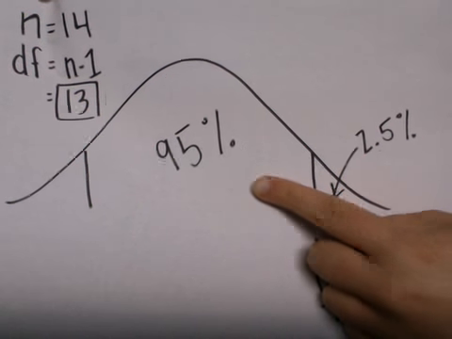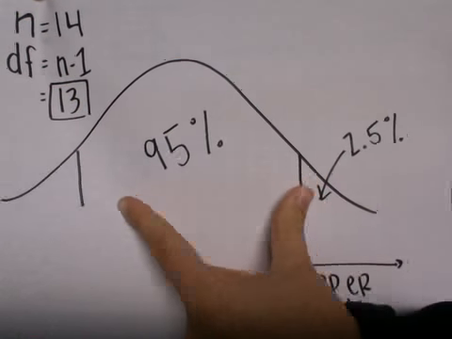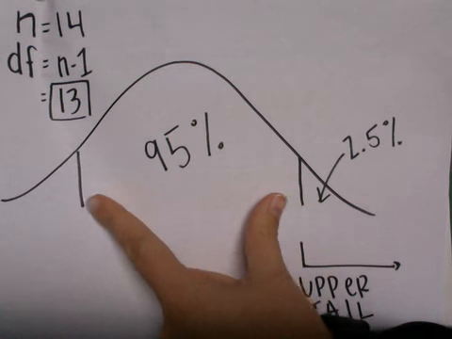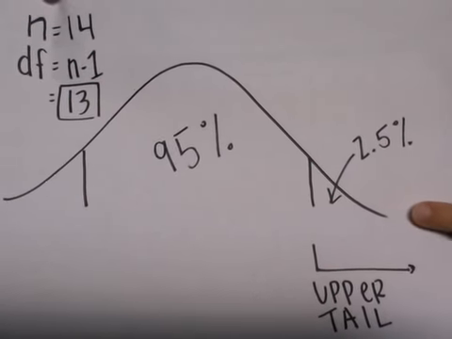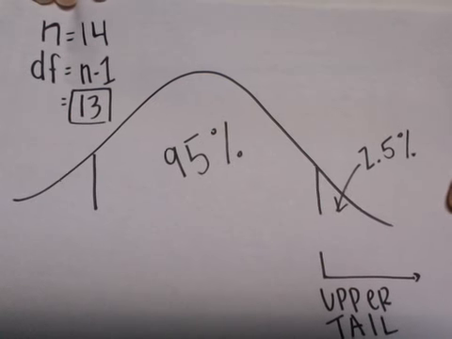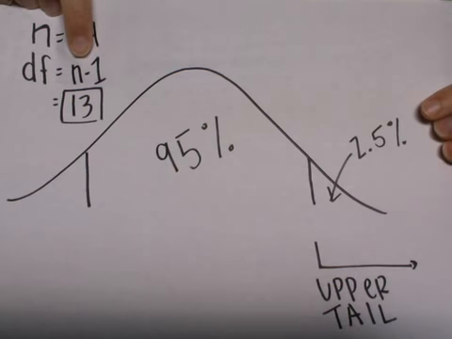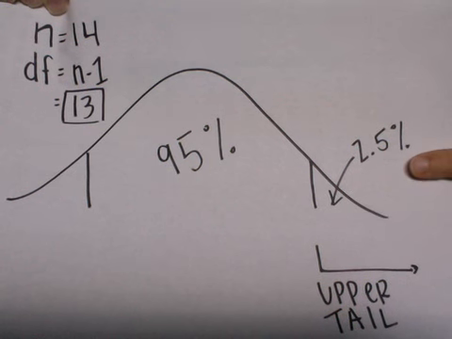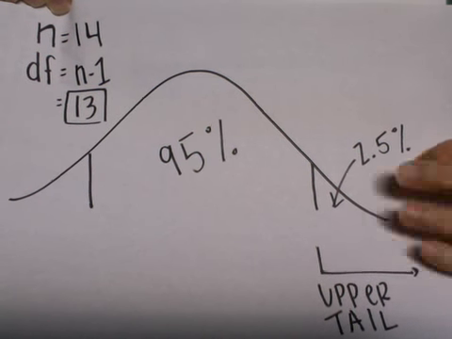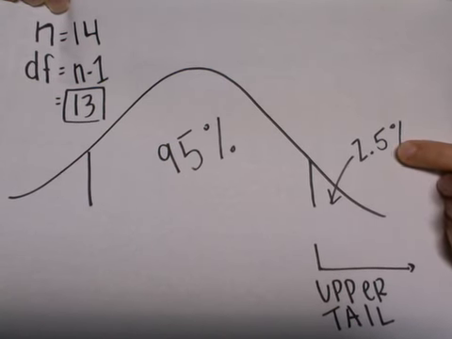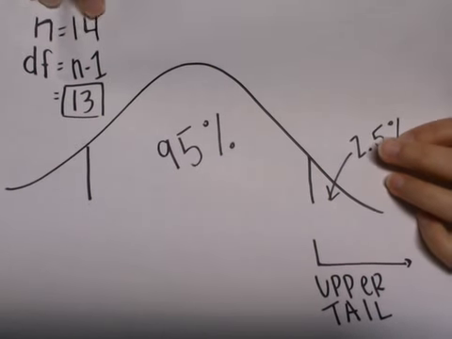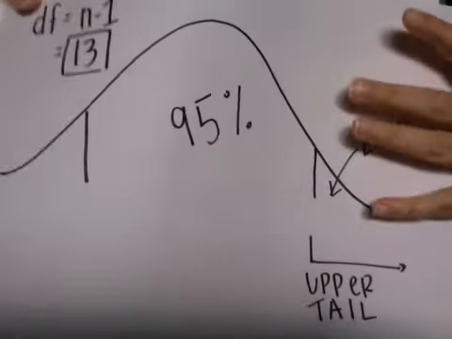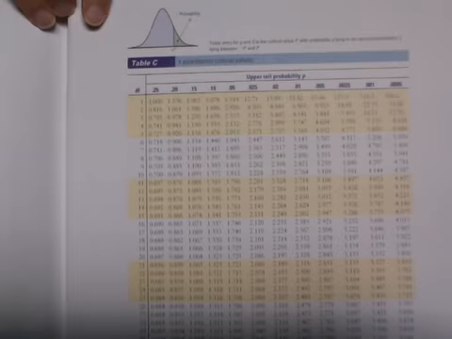confidence. And if I'm going to capture the middle 95%, that means I'm going to have 2.5% left over on each side. Now, Table C lists things in terms of your degrees of freedom and your upper tail probability. So notice our upper tail probability is 2.5% and our degrees of freedom is 13. So that's going to take us to Table C in our book.